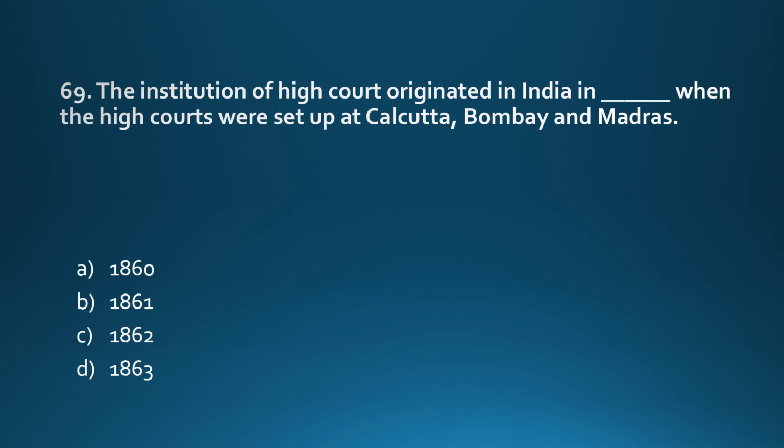Question number 69. The institution of High Court originated in India in dash when the High Courts were set up at Calcutta, Bombay and Madras. Option A 1860, option B 1861, option C 1862, option D 1863. Correct answer is option C 1862.